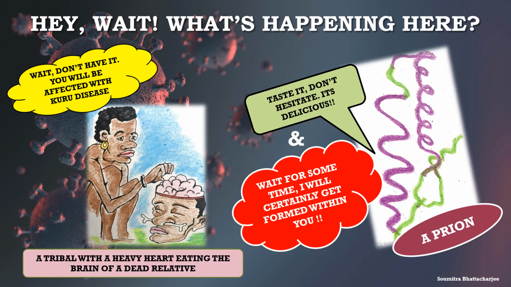Hey, wait. I'm seeing something surprising over here. What's actually happening? I think a tribal person with a very heavy heart is trying to eat the brain of a dead relative. What? But why? Why is it so?